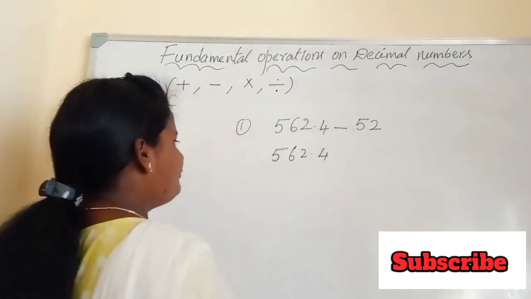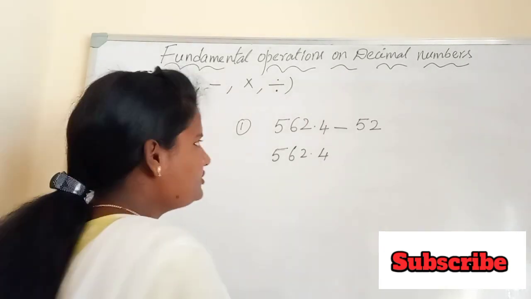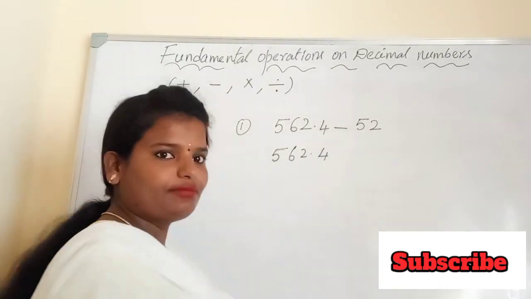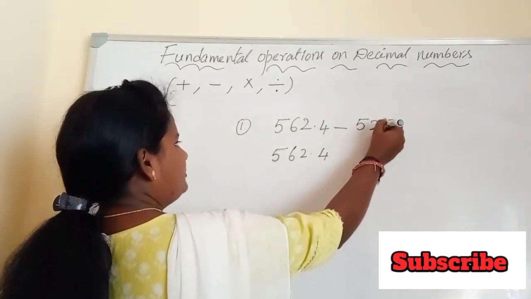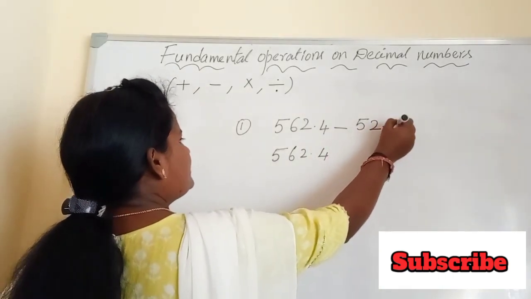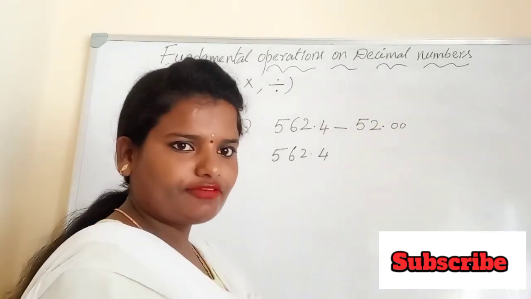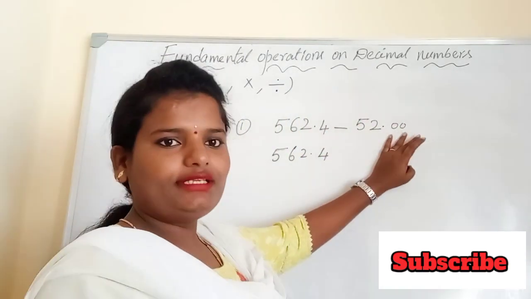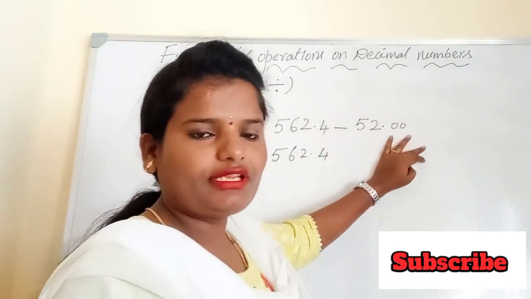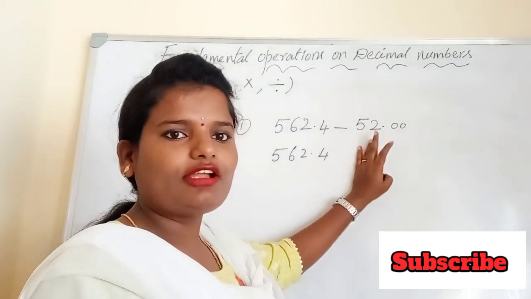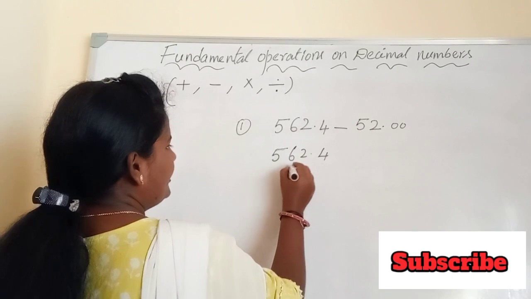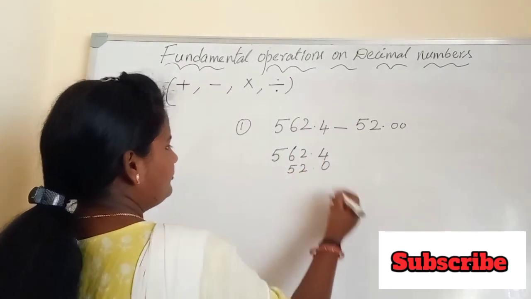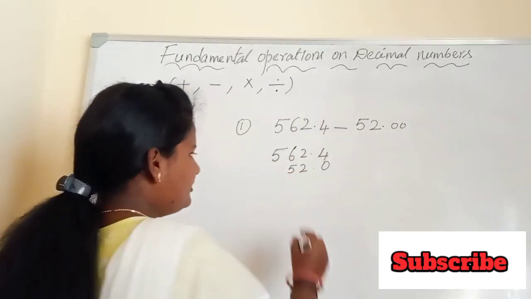562.4. Next here 52 we have to subtract, right? This is an integer, but this is a decimal number. What should we do here? For 52 we can take 52.0. How many zeros are required? We can take that many zeros. On the right side of the point, any number of zeros we can take. In that case also the value won't change. Only one 0 is required, so here I have taken only one 0.